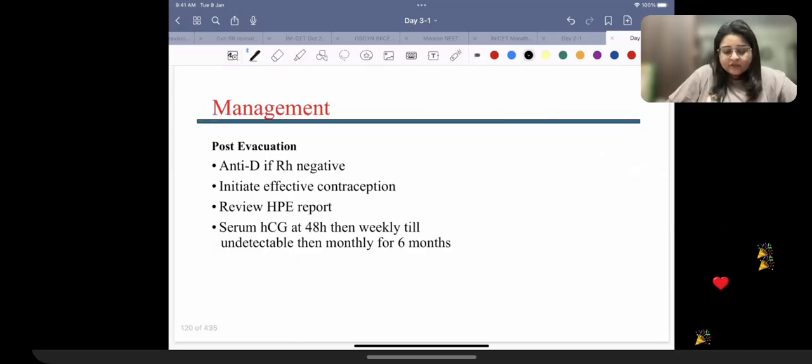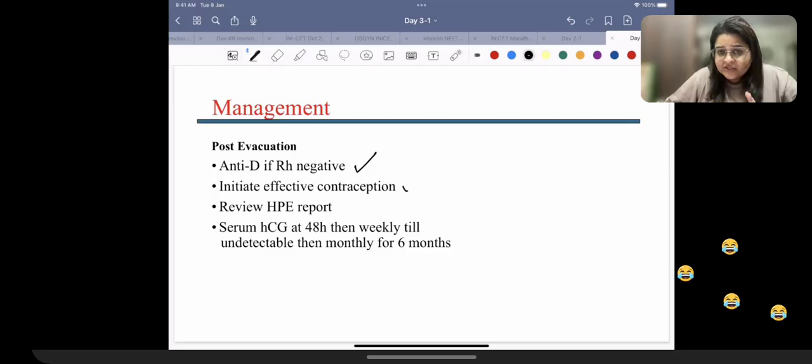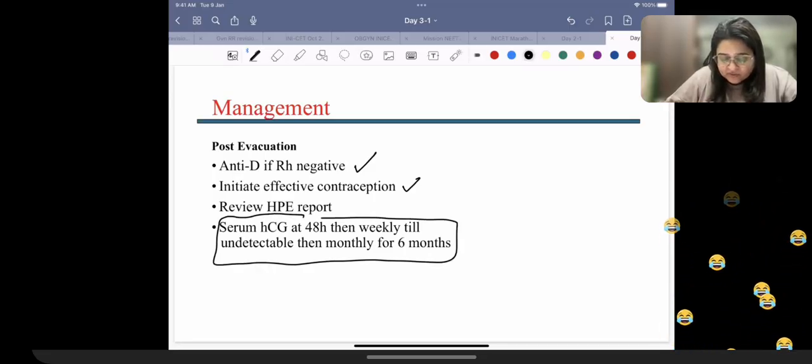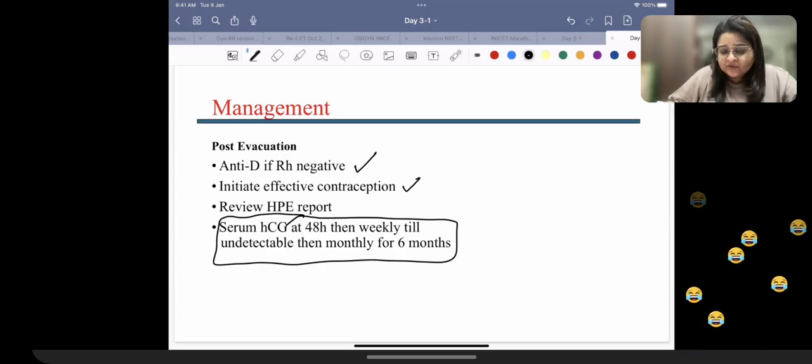Now, what else is there, are we done? No, we're not done. If she is Rh negative, give her anti-D. Initiate effective contraception other than an intrauterine device. You can give any contraceptive for her, including contraceptive pills. Very importantly, the last point is very important.